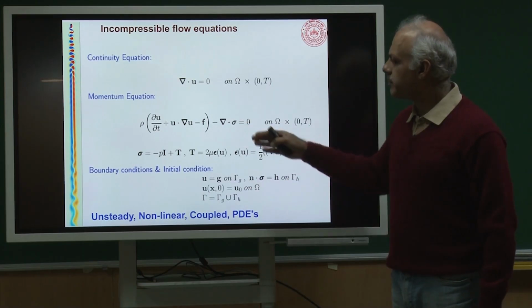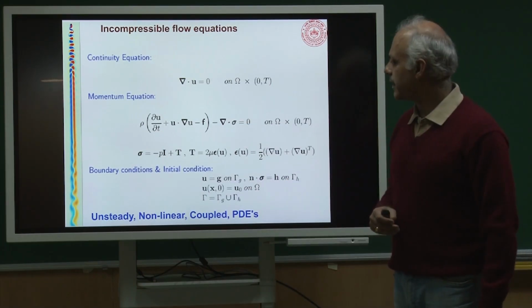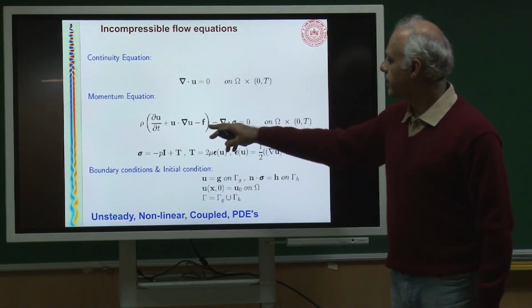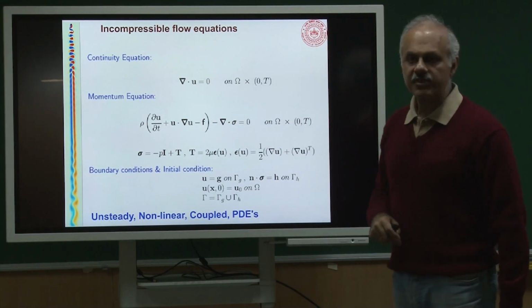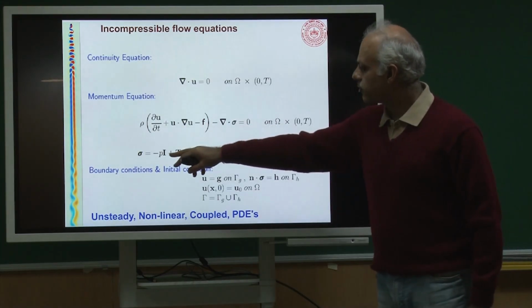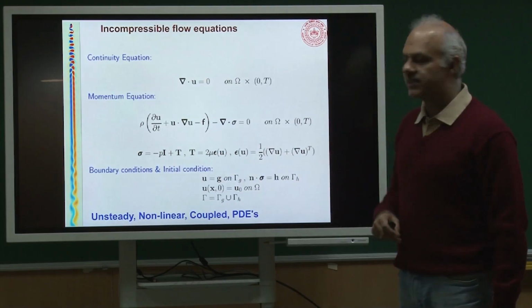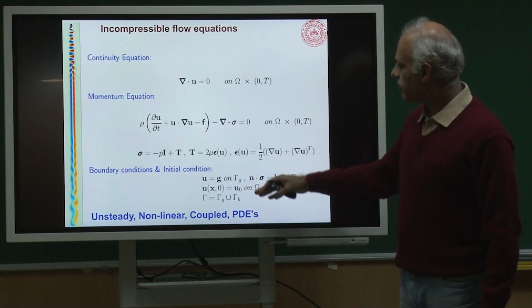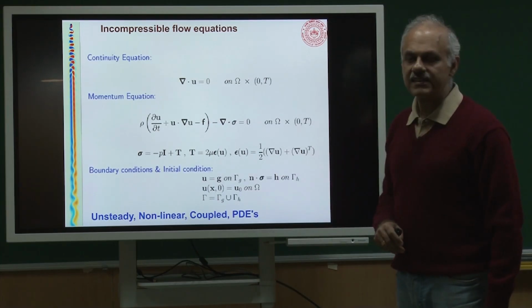And then you had the force balance or the momentum equation, wherein you have the acceleration term, then the body force, and then these are the surface forces, the divergence of that. And if you assume there is a Newtonian fluid, that is the pressure part, then the viscous stress tensor, which is related to actually the strain rate, and then boundary conditions and initial conditions.